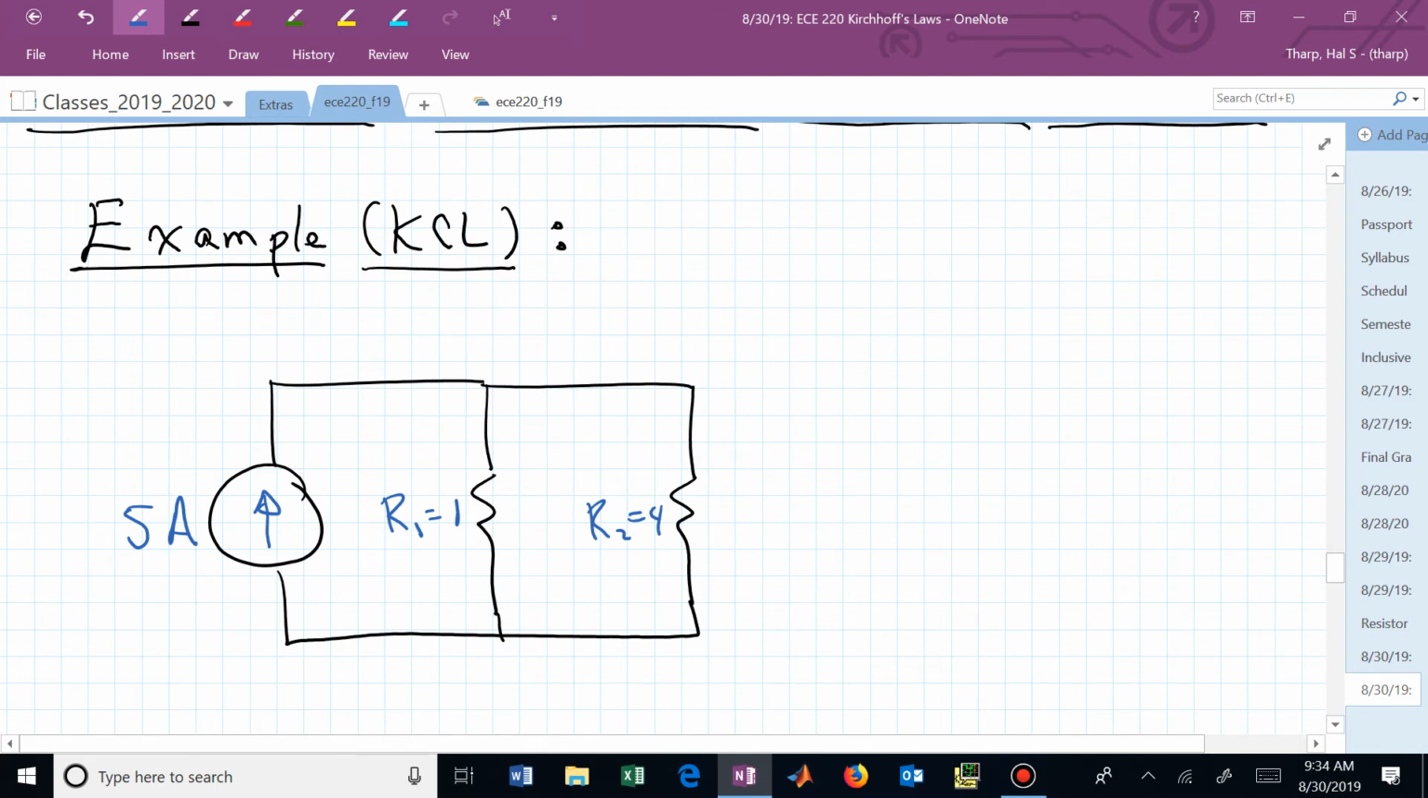Now we have an interconnected circuit. We don't just have isolated two-terminal elements that we're trying to apply Ohm's law to. Now we're trying to solve for voltages and currents. Maybe we're interested in power associated with this circuit. We want some strategies to accompany Ohm's law.